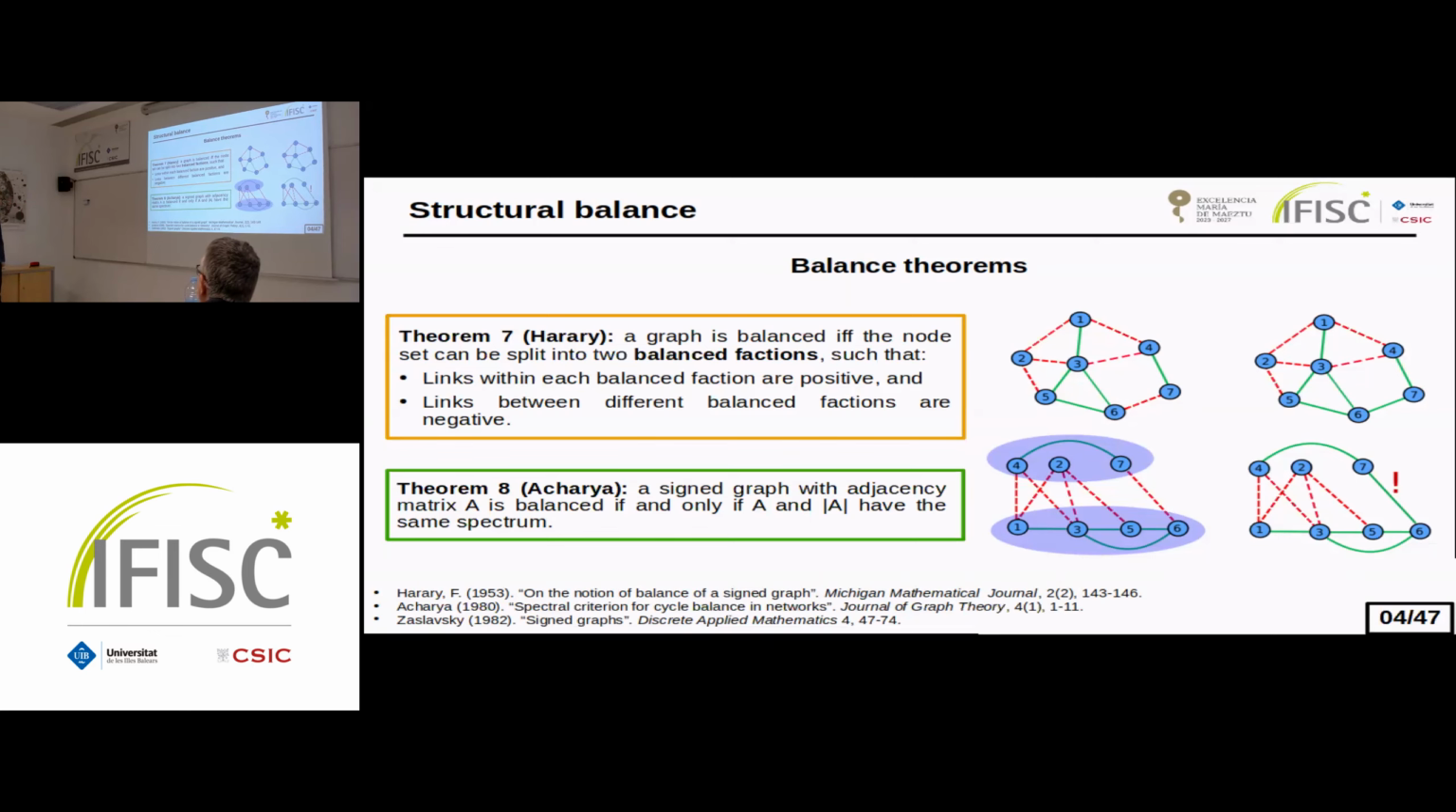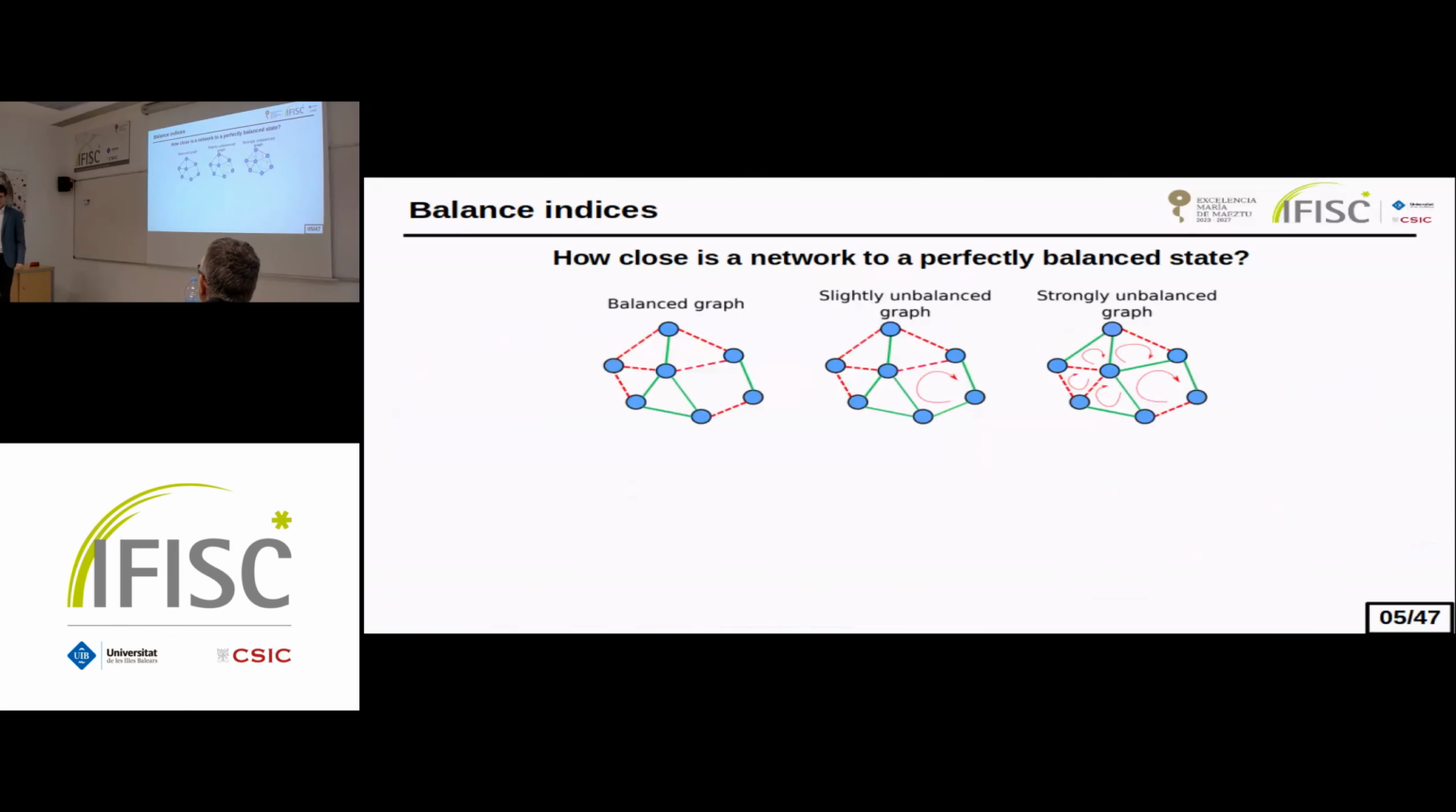The problem with balance is that mathematically it's very well defined, but real networks never fulfill perfect balance because at some point there will always be at least one unbalanced cycle. So a very important problem from the methodological point of view is to determine how close a given network is to the perfectly balanced case.